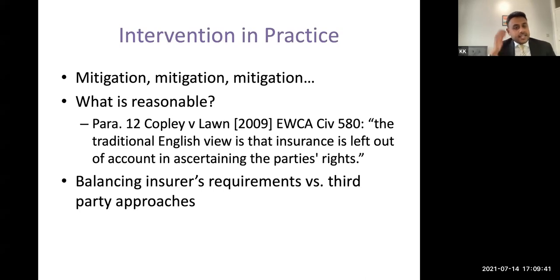To an extent, it's a difficult exercise, because no doubt there are competing interests at play. One has to try and balance the insurer's requirements and what they want of their lay client, and what the third party is also trying to achieve in terms of sending intervention letters and trying, from their own perspective, to minimize losses as far as possible.